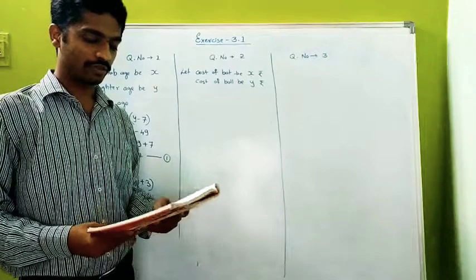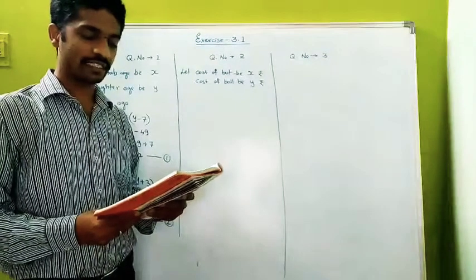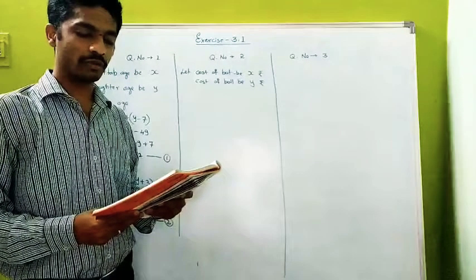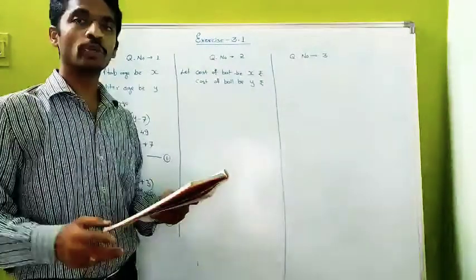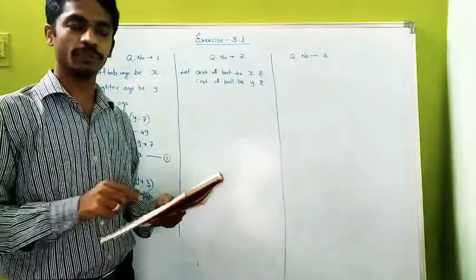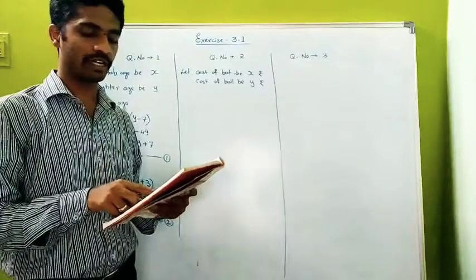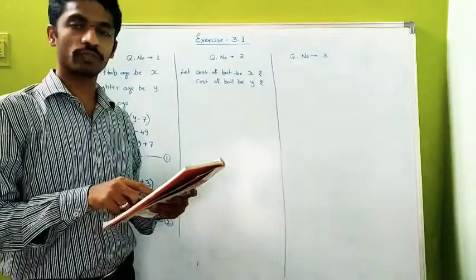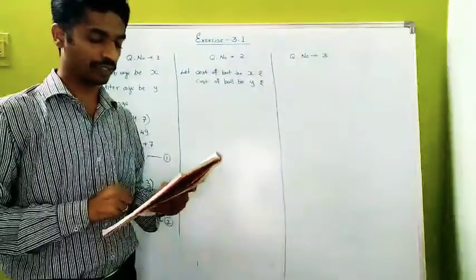Now second question. The coach of a cricket team buys 3 bats and 6 balls for 3,900 rupees. Later she buys another bat and 2 more. So try to change it in your textbook. It is 2 more balls, of the same kind, for an amount of 1,300. Represent this situation algebraically and geometrically.